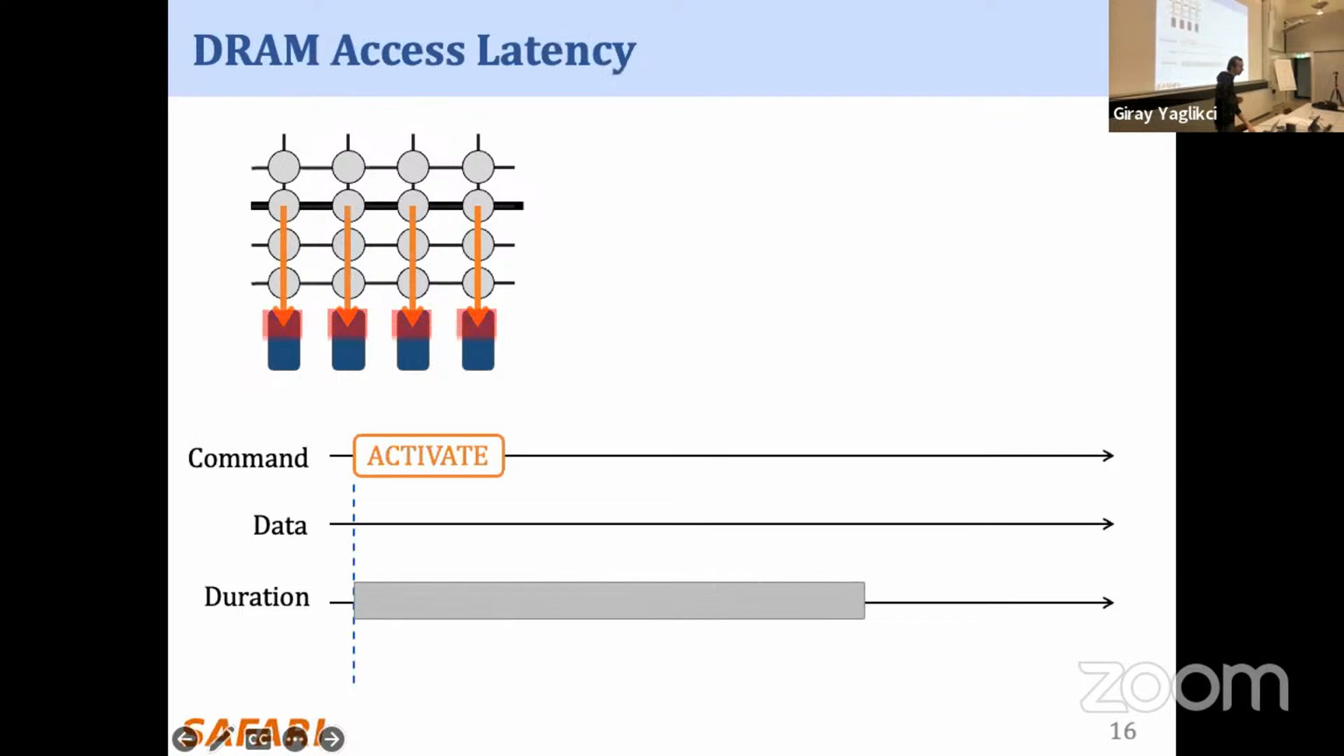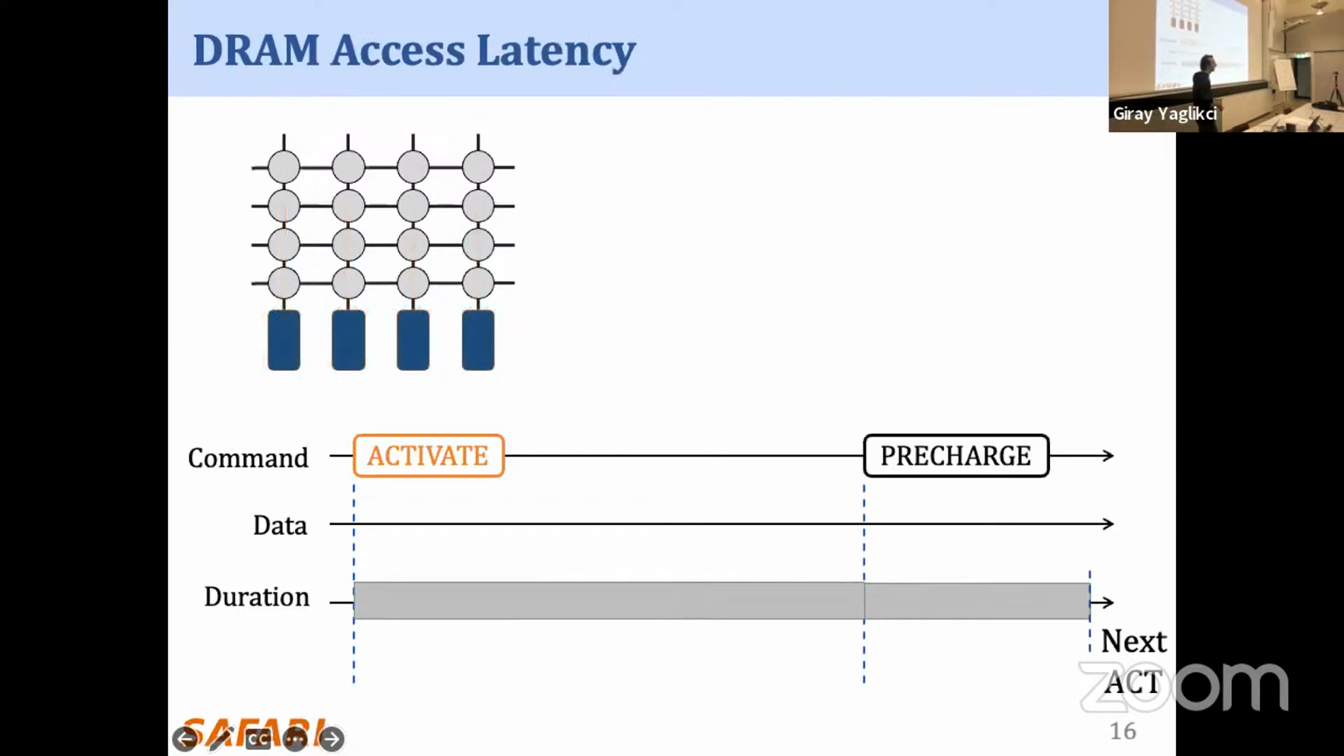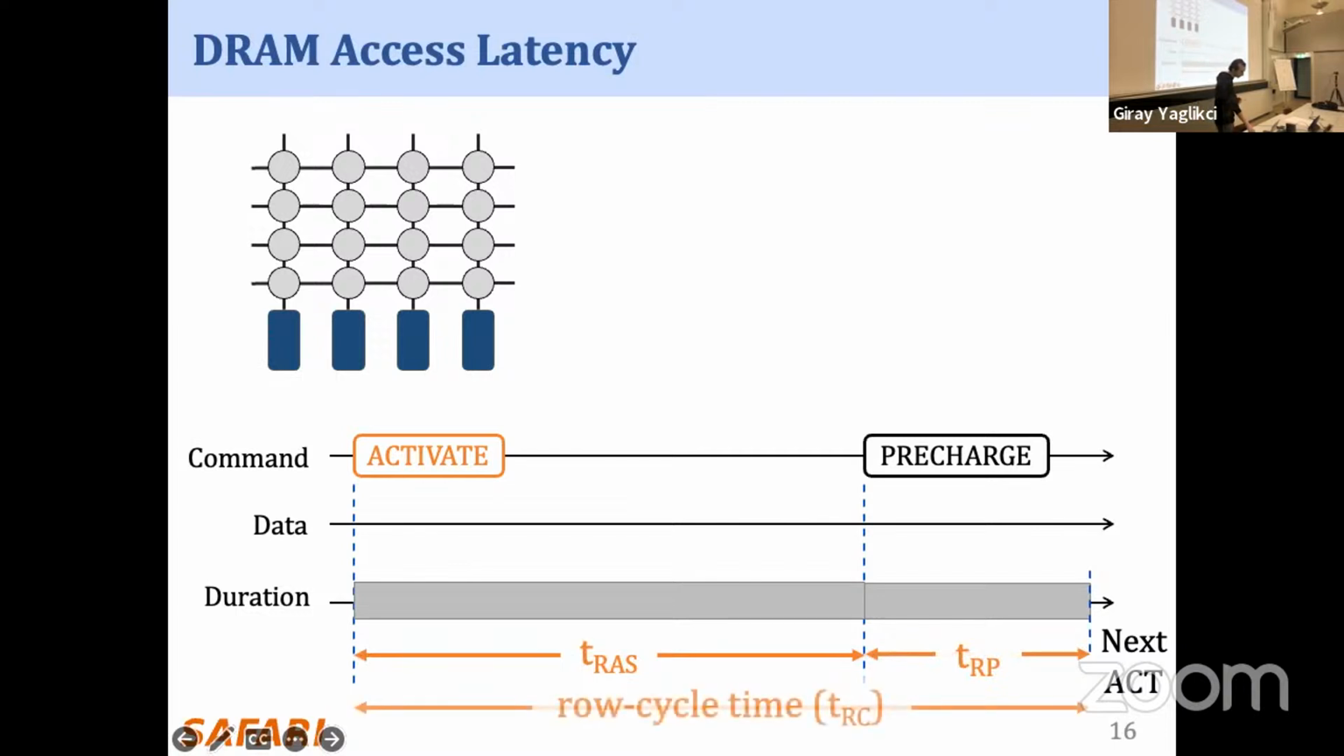So DRAM manufacturers set timing parameters to make sure that the data is being accessed correctly. 2 or 3 important DRAM timing parameters that we will talk about today are first tRAS, which denotes the minimum amount of time a row must remain active before we can safely close it, and tRP, which denotes the minimum amount of time you need to wait after closing a row before opening another one. These 2 DRAM timing parameters combined are denoted as tRC, which is the row cycle time that defines how frequently we can access DRAM rows in the same bank.